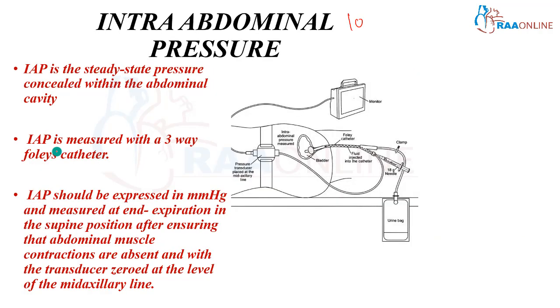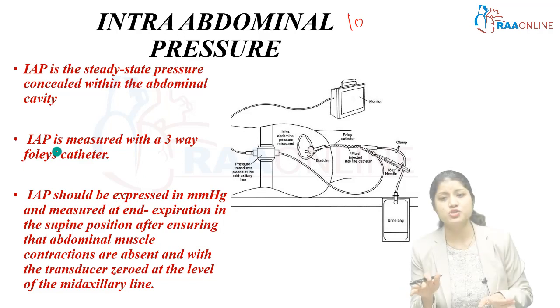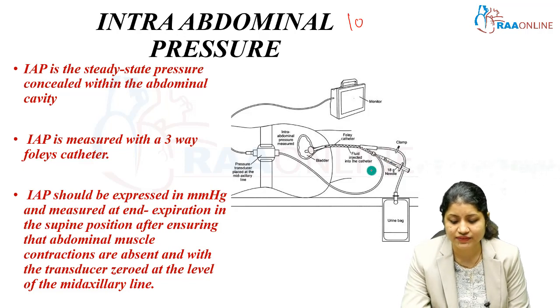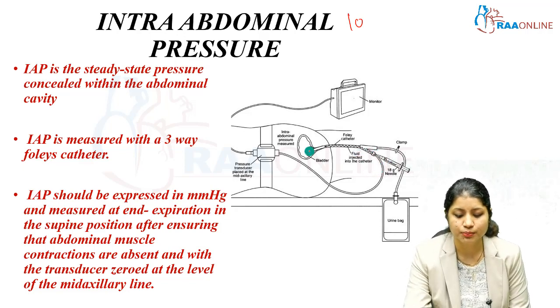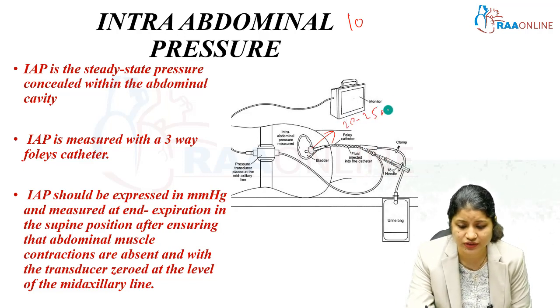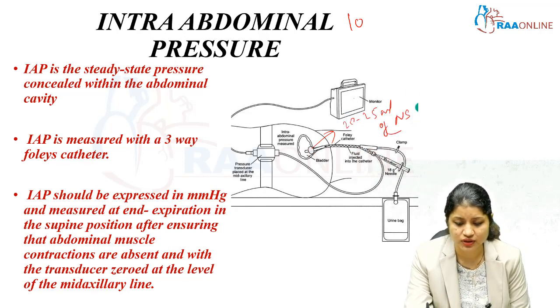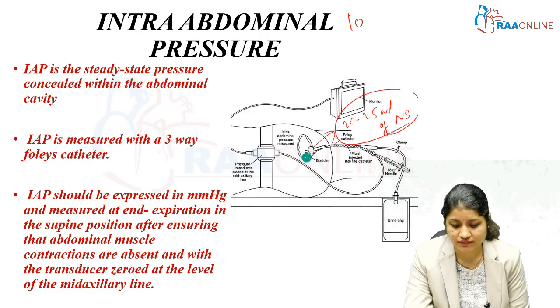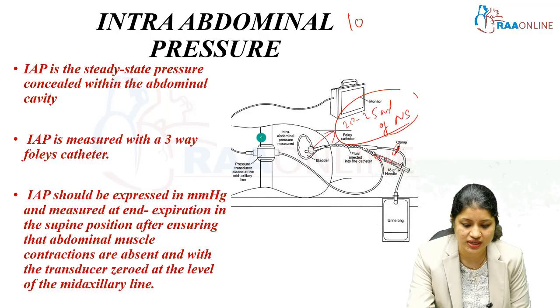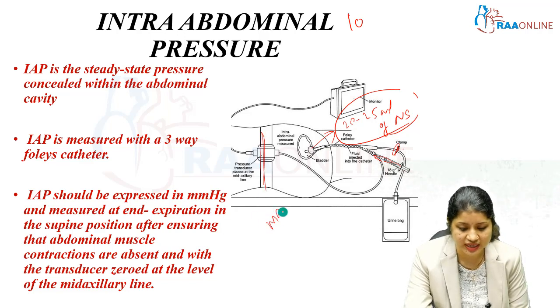Here, I will try to explain how we measure intra-abdominal pressure. With the patient in supine position, we place a 3-way Foley catheter, a specialized catheter, and then we clamp the Foley's catheter. The bulb is specifically instilled with 20 to 25 ml of normal saline or distilled water, and when you clamp it, the bag is connected here. This is connected to a transducer which is kept at the mid axillary line.